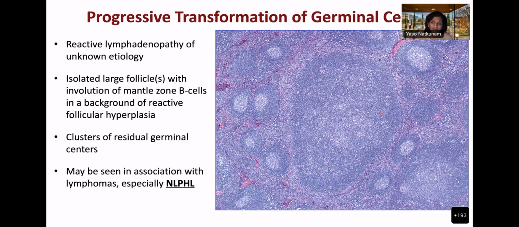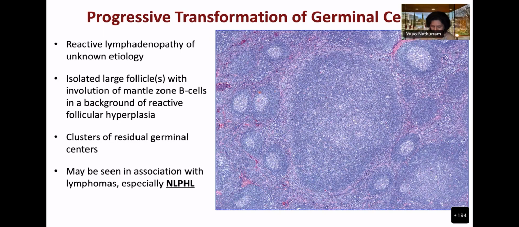Okay. I already have the label here of what I'm trying to show, but what is typical of PTGC? You don't have to read. You can simply tell me what you think. Large follicles. Large follicles, 3 to 5 times the size of a normal follicle, and mantle cells encroach into the germinal center. Right, excellent. The background of reactive follicular hyperplasia.